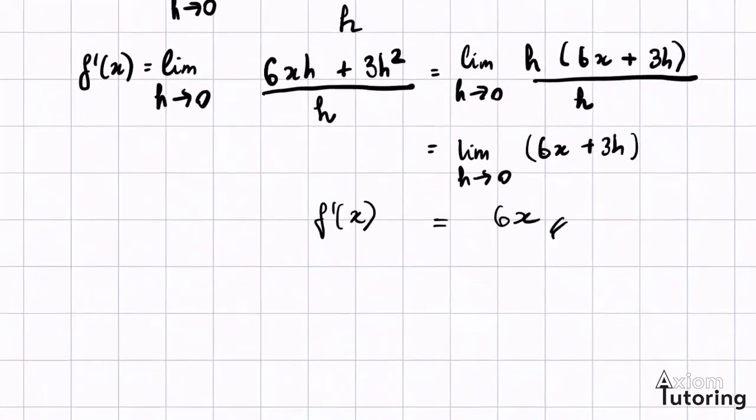And so from first principles, we've shown that for the function of 3x squared, the derivative of that function from first principles is 6x. So in the next video, we're going to go through another example together.